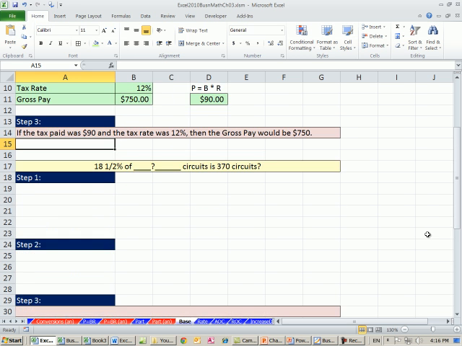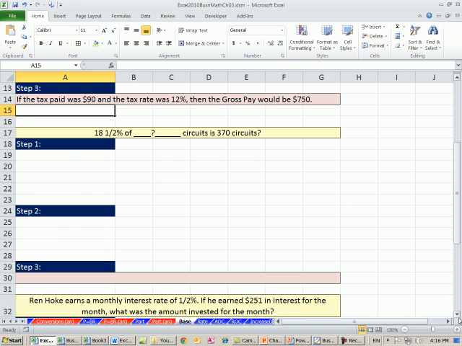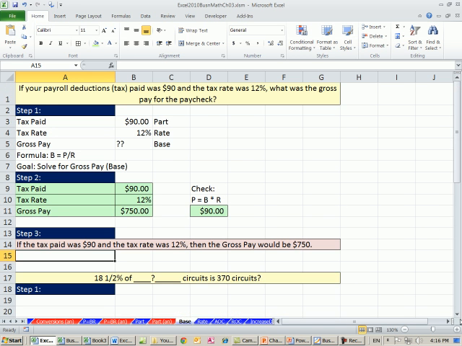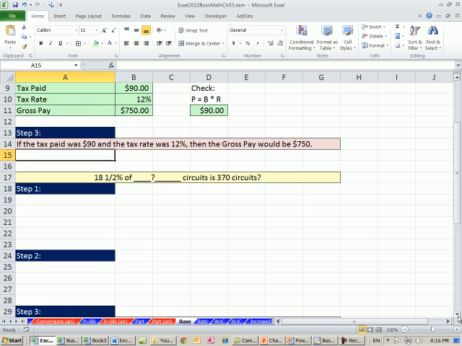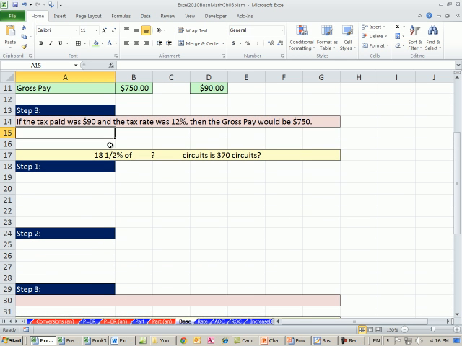Hey, let's look at another example. Remember, we're solving for base. Now, this one's kind of a cool one, because there's some words here, and this is what you would see on a test, not necessarily out in the working world. Let's just read it. 18.5% of blank circuits is 370 circuits.